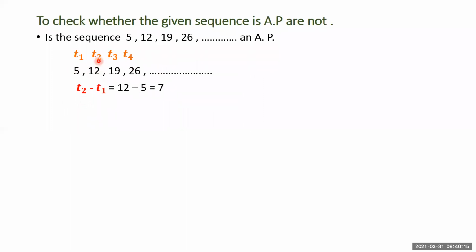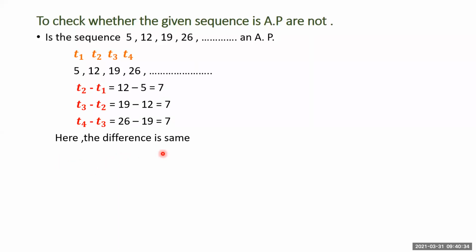Just you find the difference between successive terms. Okay, T2 minus T1, you find it. Then T3 minus T2, you find it. 19 minus 12, I'll get 7. Then T4 minus T3, you find it. 26 minus 19, and then you will get all the differences same here. Okay, so what you can write here? Here the difference is same. You can write, and then you can conclude that it is an AP. So if you do this sum, you will get 2 marks.